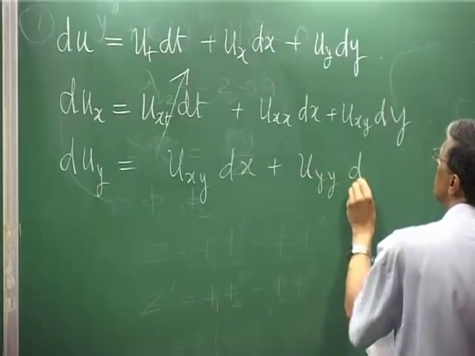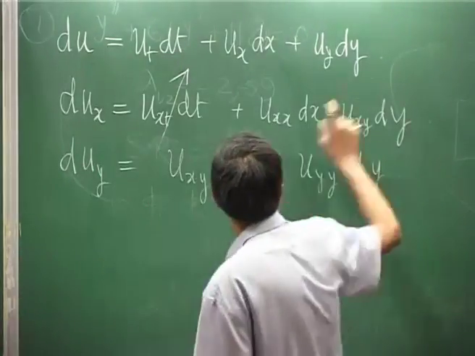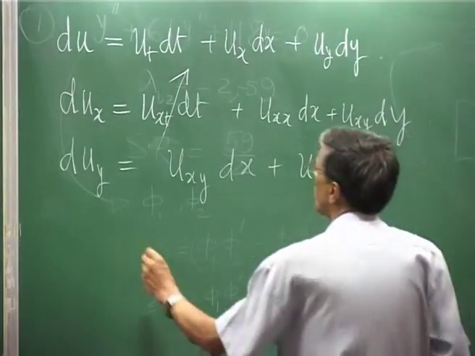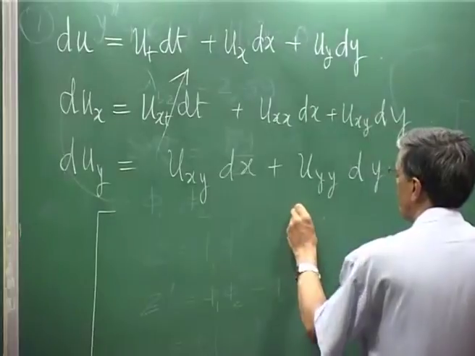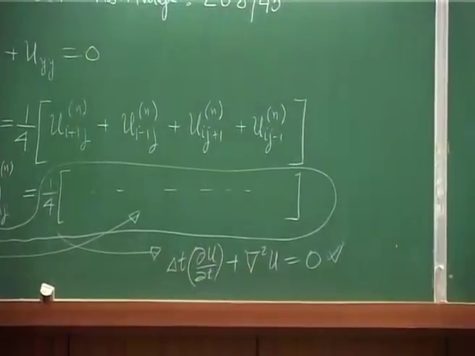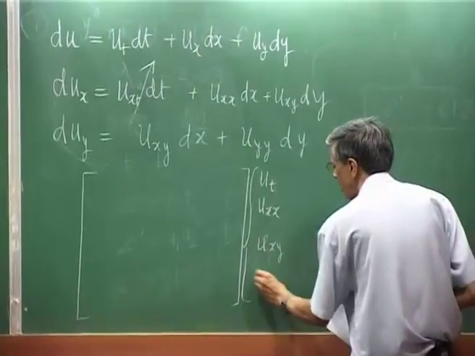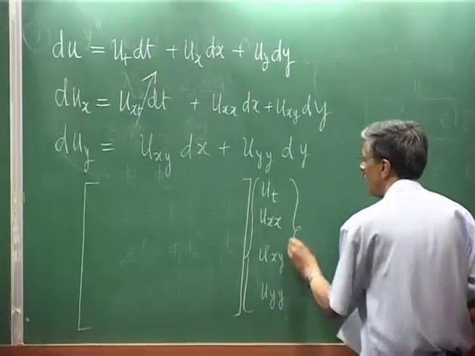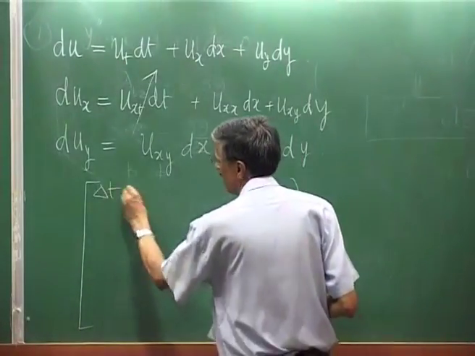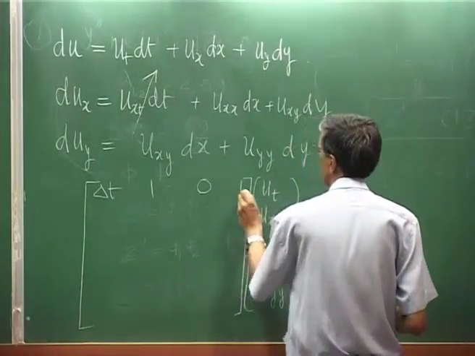I think the rest of it is very simple. You have 4 equations, 1, 2, 3, 4. You try to solve for the unknowns. The unknowns are u_t, u_xx, u_xy, u_yy. So, if you look at the first equation, u_t of course has a delta t, u_xx has 1, u_xy has 0, and this is 1.